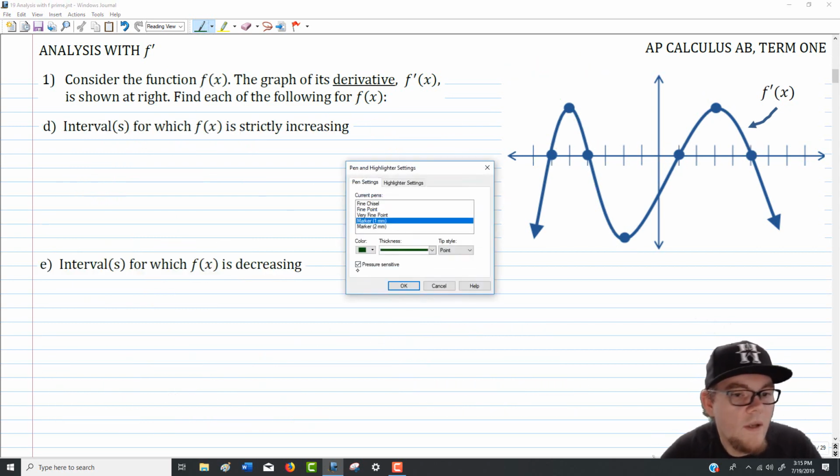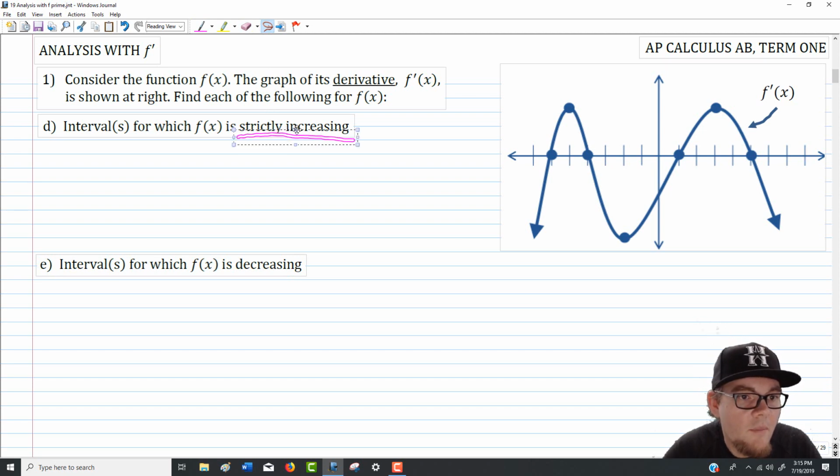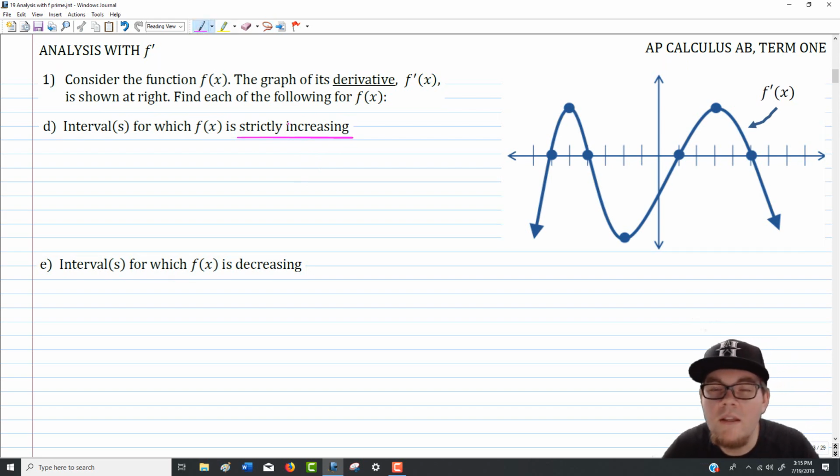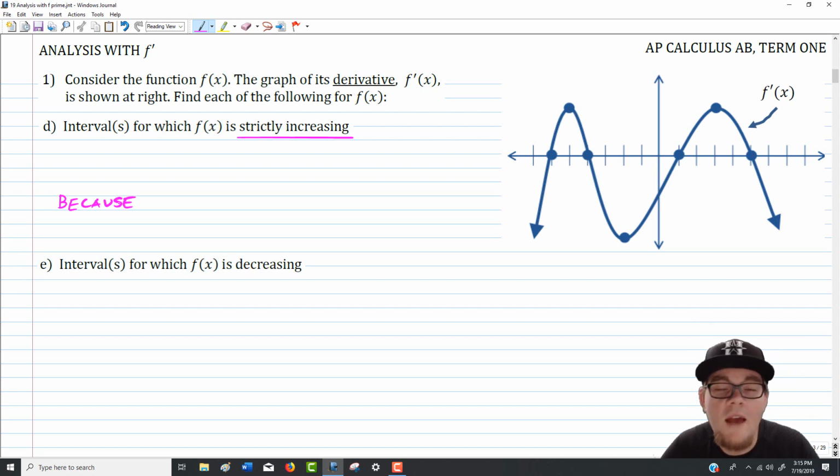Okay, next, we're looking at 1D. So let's keep changing our colors here. For 1D, we want the interval or intervals for which f is strictly increasing. And notice for D, we have strictly increasing included. So in this case, I'm going to do something that's really common when I'm doing some of these problems. I want to postpone my thinking till a little bit later and get the justifying out of the way so I don't forget it. A reason we could give for which f is strictly increasing would be because f prime of x is greater than 0.